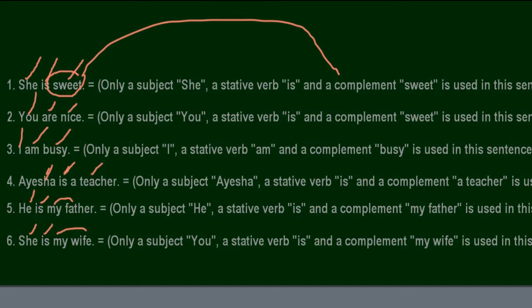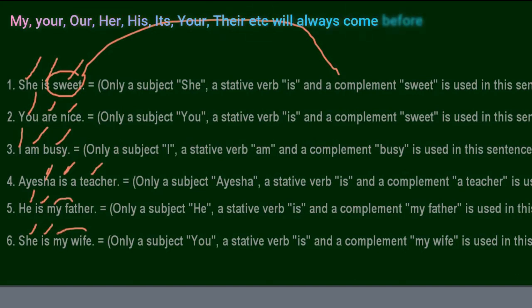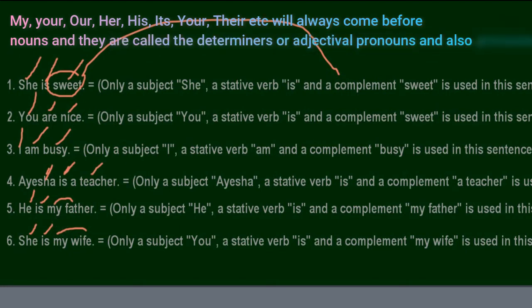And what is my? My is an adjective. It is a determiner, and a determiner is always supposed to be an adjective. So father is a noun and my is an adjective. In the same way, wife is a noun and my is an adjective. It is also called an adjective pronoun because it is always used before the noun. So father is a noun and my is an adjective here, and wife is a noun and my is an adjective here. Okay, so she is my wife.